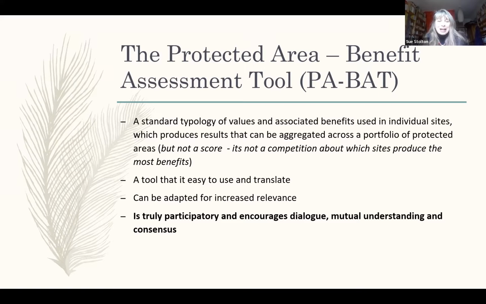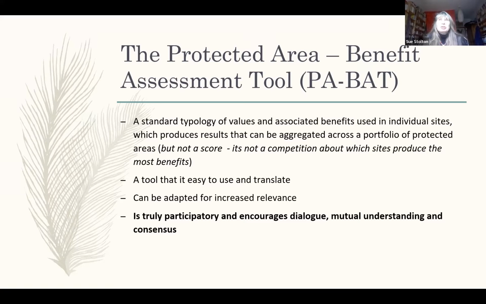So the PA-BAT basically has a standardized typology of values and associated benefits, which produces a kind of aggregated results, which can be used from an individual site or across a portfolio of sites. It's not a score. It's really important to say it's not a score. Looking at protected area benefits is not a competition amongst sites who's got the most benefits. Protected areas are about biodiversity, but they can also be about other values as well.